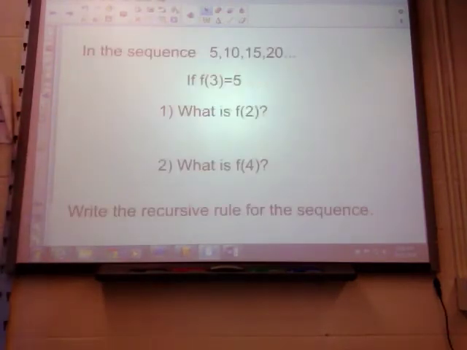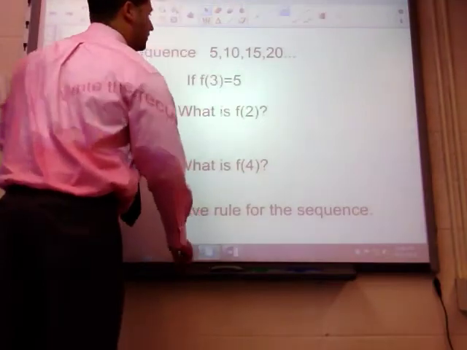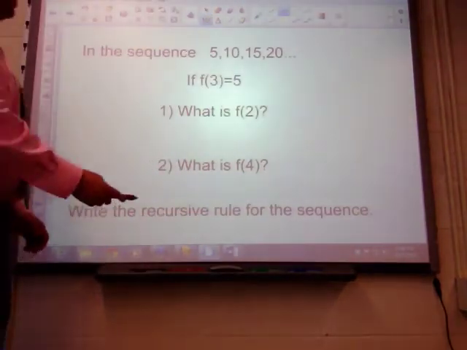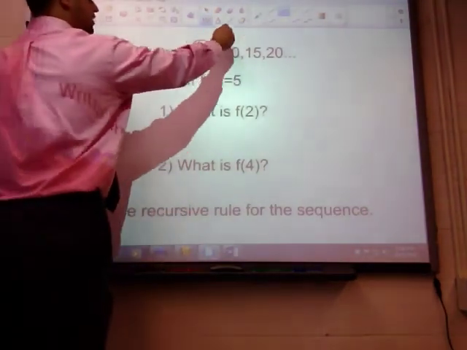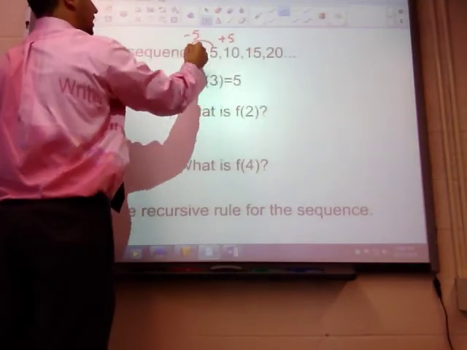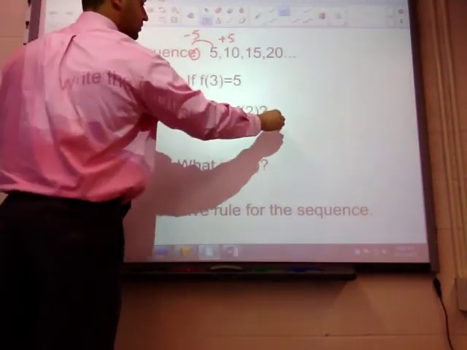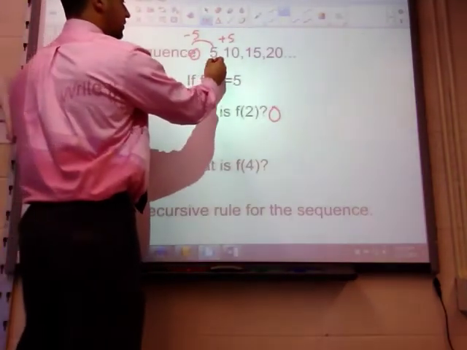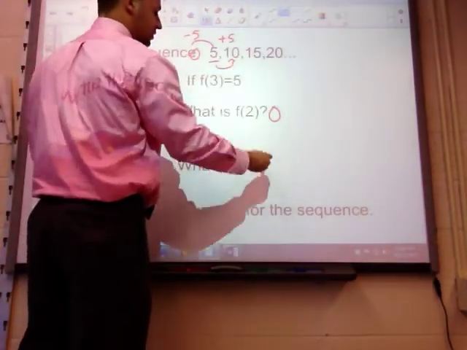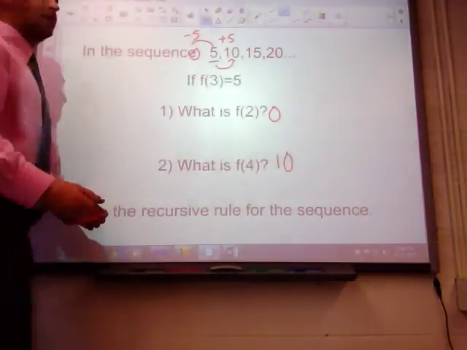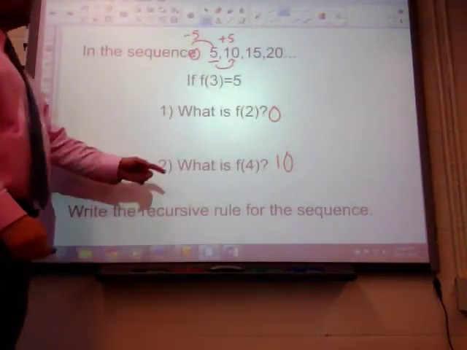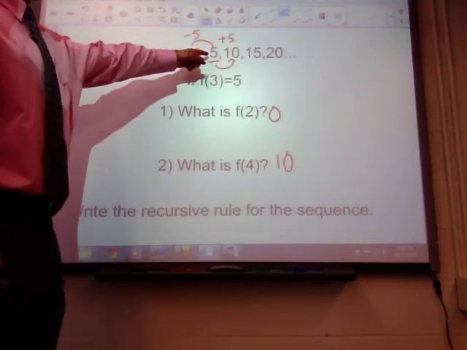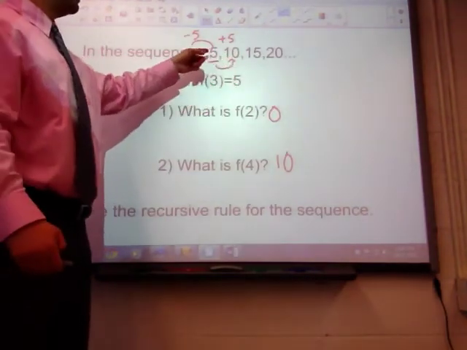So let's look at this sequence: 5, 10, 15, 20. And we're given that f of 3 equals 5. So what would f of 2 be then? We'd have to move backwards. Since it looks like we're adding 5 each time, we just subtract 5 and get 0. What is f of 4? Well, if f of 3 is 5, the next term, 10, is f of 4. And you did that recursively, whether you realized it or not. The term before was 5, so the term after it is 10.